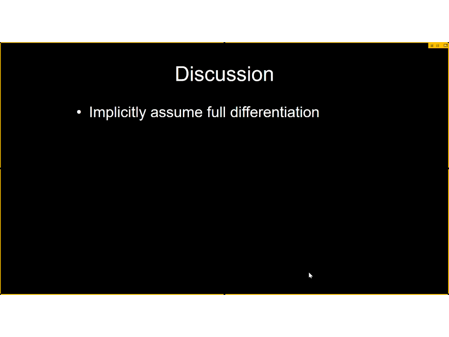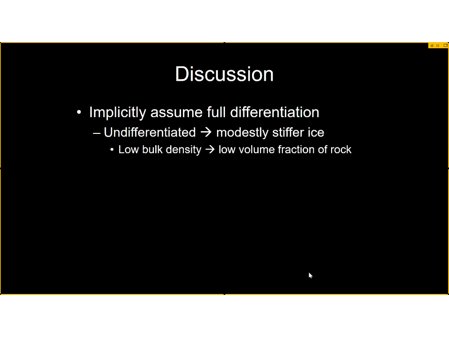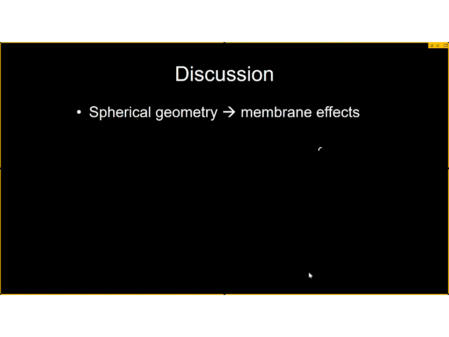Some caveats to some of this work. I implicitly assumed that Iapetus was fully differentiated. That means that basically it's separated by density, like the Earth is fully differentiated. If it was undifferentiated, the ice would probably be a little bit stiffer, but it would have a lower bulk density and a lower volume fraction of rock. So I don't think I'd expect the conclusions to change too much.